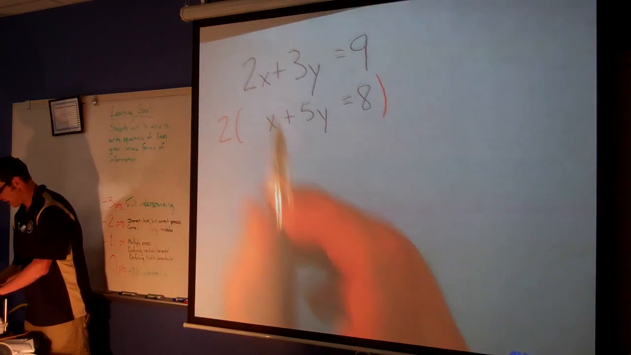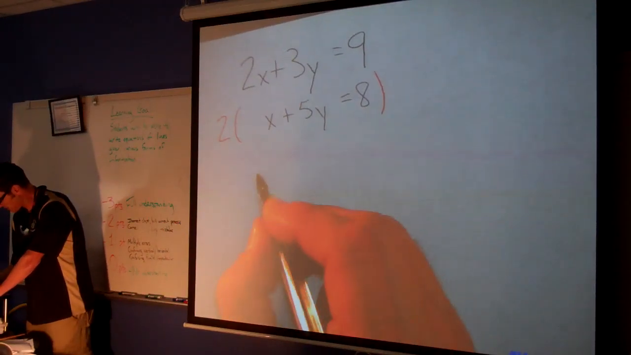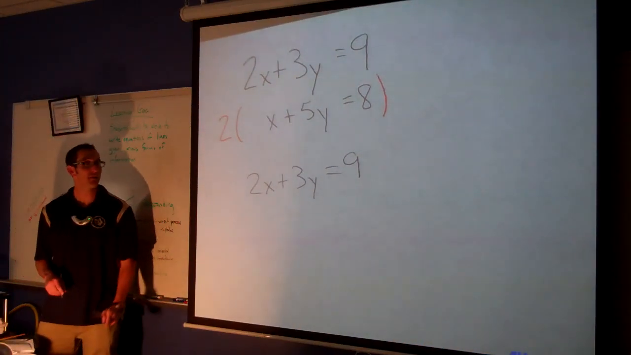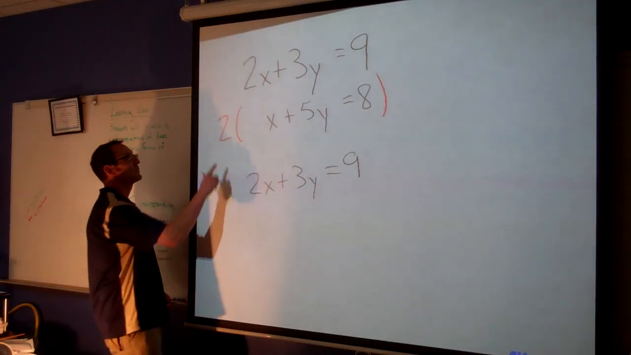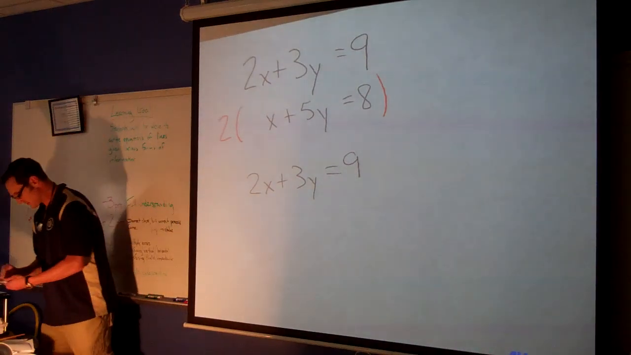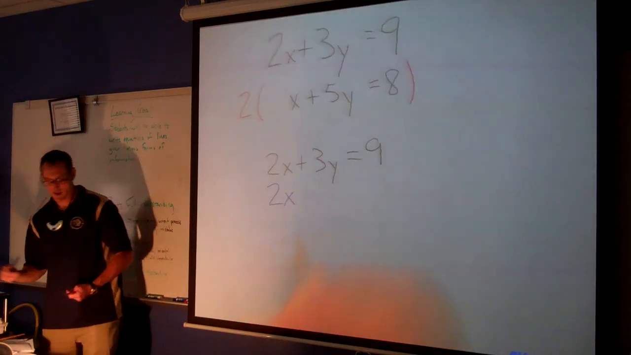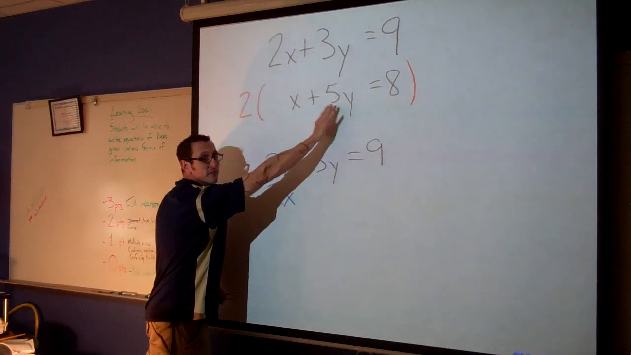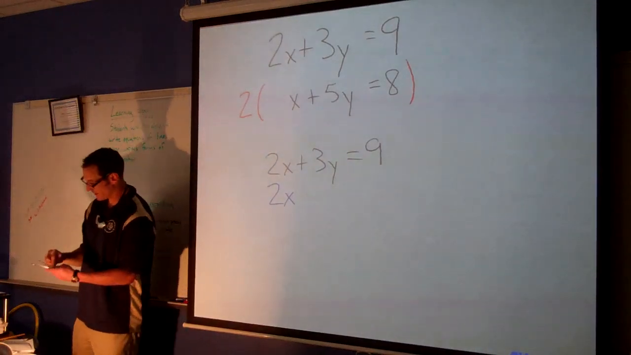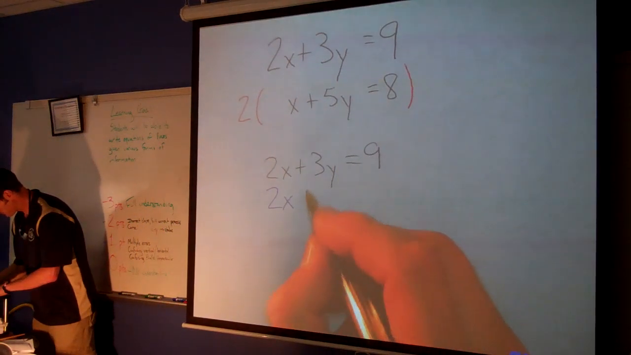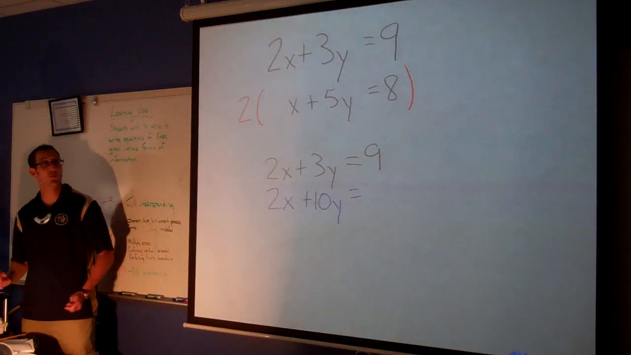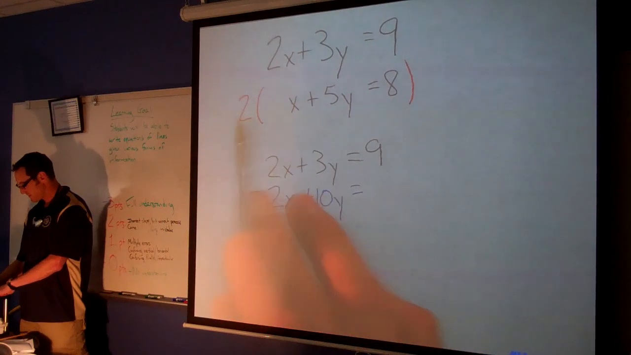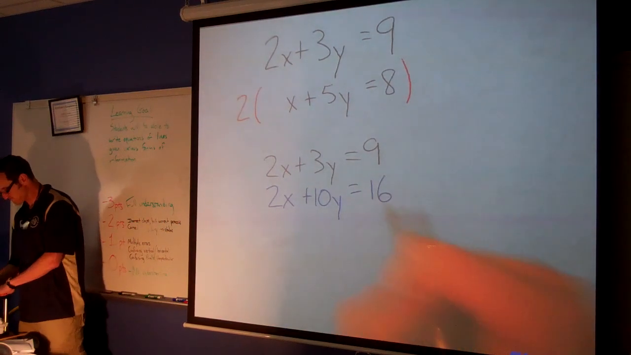So I'm going to do that. I'm going to keep my system in order. Okay, I'm going to keep the top equation, 2x plus 3y equals 9. That's the top equation. But now the second equation is going to change. 2 times x is 2x. 2 times 5y. We multiply that 2 by everything. 2 times 5y is 10y. And then 2 times 8. Again, we multiply by everything. 2 times 8 is 16.